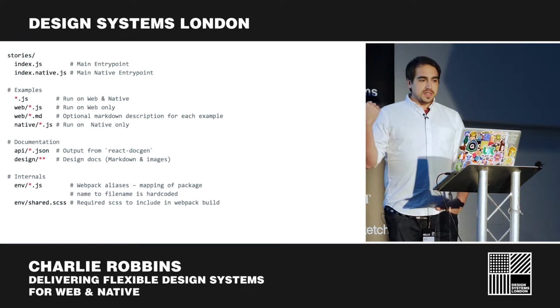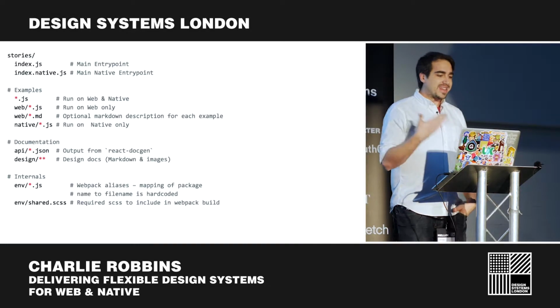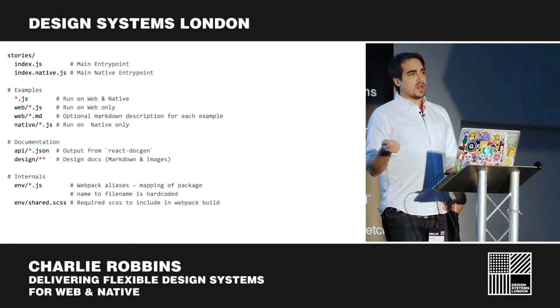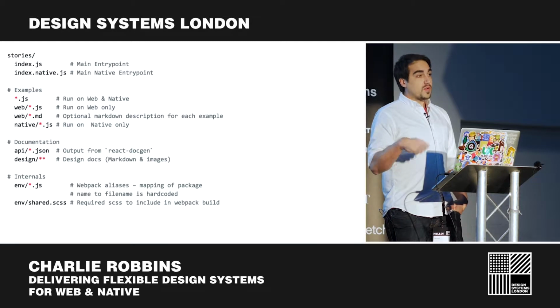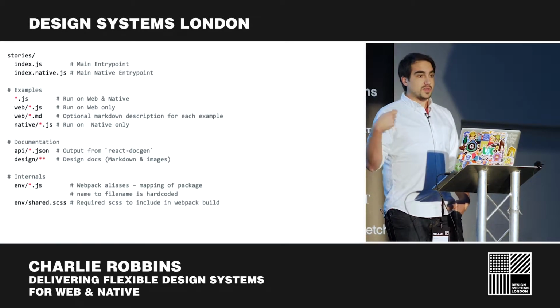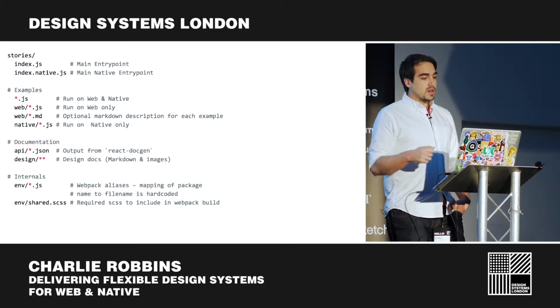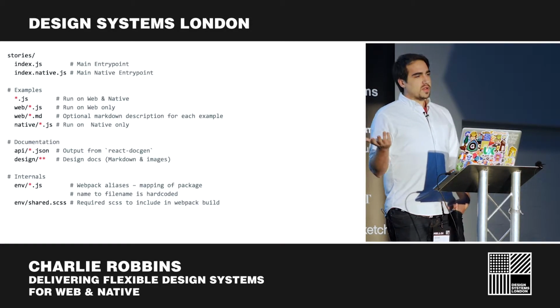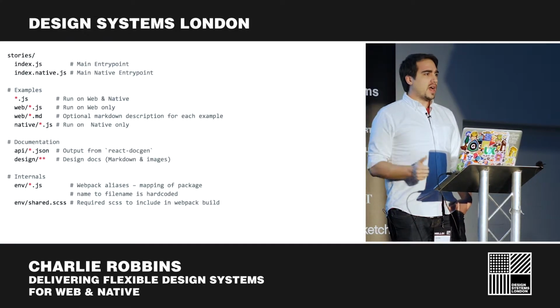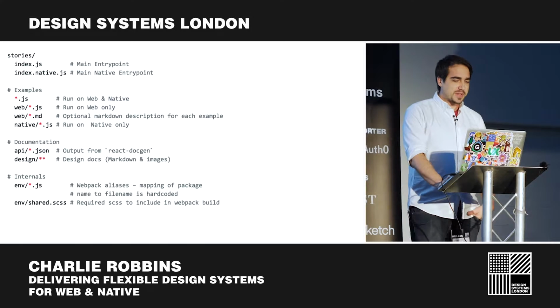So, indexes for your various entry points. Anything else is assumed to be an example that runs on web and native. If you have any web or native specific things, those are fine, because those do exist. You could put them there. There are also things like React DocGen. Who uses React DocGen? Anybody? You should use React DocGen to generate prop types documentation.